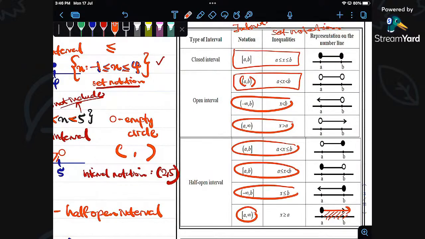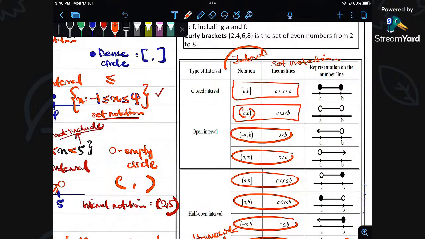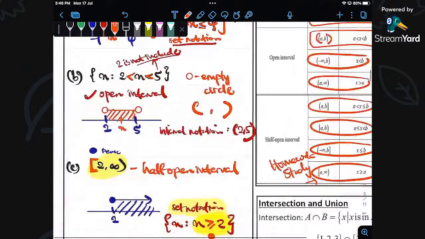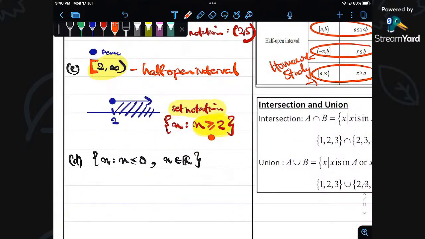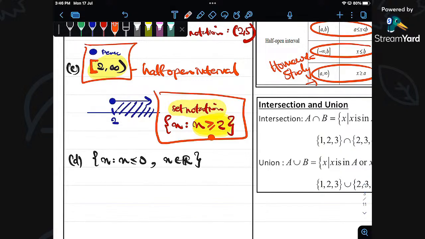Sebab student walaupun dia rasa dia dah tahu, tidak semestinya dia pandai menulis notation. So I want you to do a homework, study the notation itself. Both notation, satu interval, satu lagi set notation. So I want you to study both ways of writing the answer. Okay? So that you tidak ada masalah nak menulis dua jenis jawapan di kemudian hari. So better untuk praktis hari ini, praktis sebanyak yang mungkin.